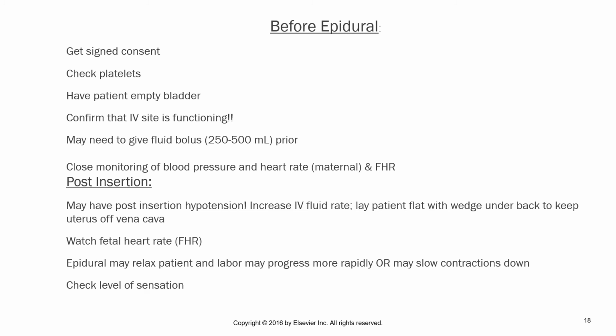Sometimes we'll lay her flat, but we'll put a wedge under her back to keep her off the vena cava. Watch her fetal heart rate. It may relax the patient and labor may progress, or it can slow her down. So if she slows down and she's not on PIP, they may give her a little Pitocin to help her out. And you're always wanting to check the level of sensation.